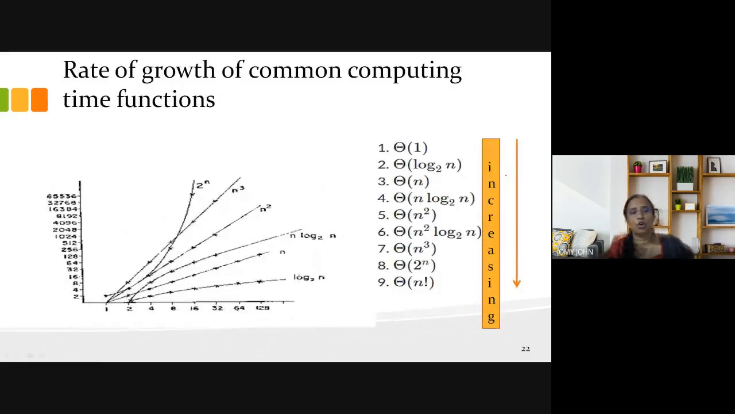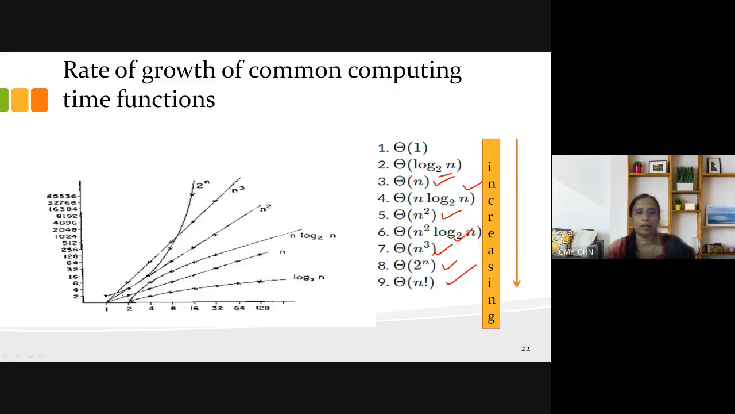Look at this diagram. The diagram shows the rate of growth of common computing time functions. Order of 1, what does it mean? The time is constant. It is not growing. For every input, it will take a constant amount of time. Next is order of log n, order of n, order of n log n, order of n square, order of n cube, 2 raised to n, n factorial, etc. This is the diagram for this.